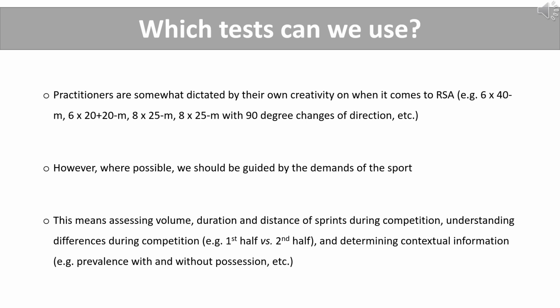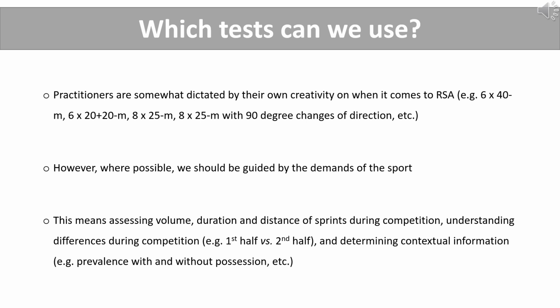So when we consider which tests we can use to assess or determine repeated sprint ability, I think that practitioners are somewhat dictated by their own creativity and what they can come up with. So there's lots of different examples in the literature, such as 6 times 40 meter sprints, 6 times 40 meter sprints but split with a 180-degree change of direction, so 20 plus 20 meters, 8 by 25, 8 by 25 with 90-degree changes of direction after 12.5 meters.